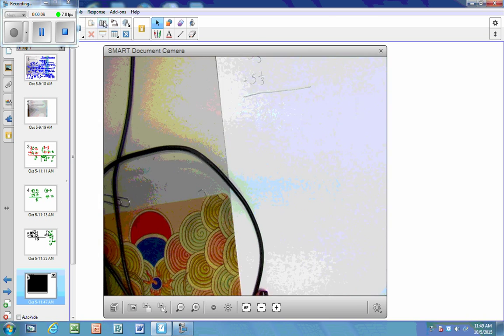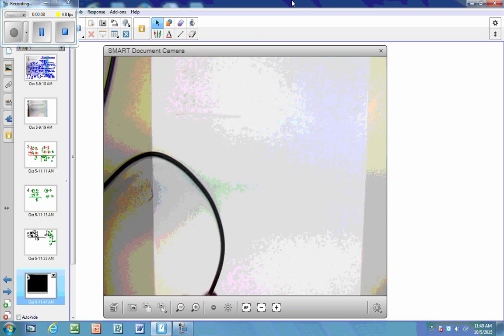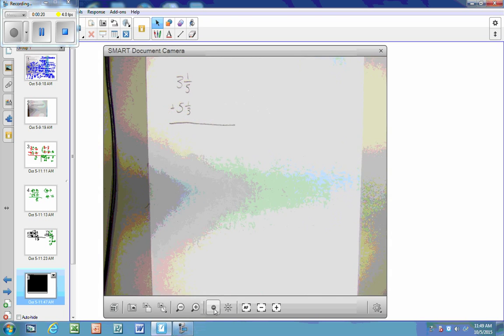Okay, so today we're going to talk about how to add mixed numbers. These problems are also going to coincide with page 43 of your red book. All right, so our first problem, number 1, is 3 1/5 plus 5 1/3.